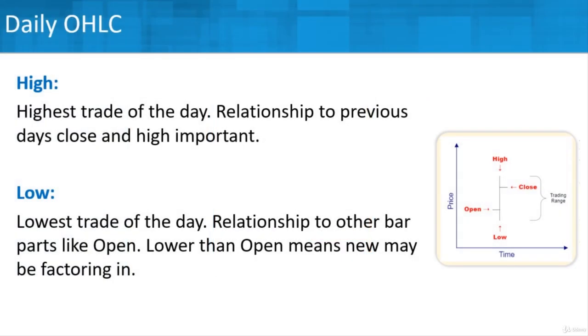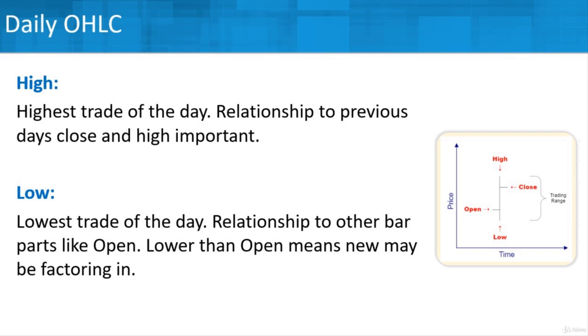Now, with the daily open, high, low, close, you also want to consider the high and the low. What was the highest trade of the day? What was the highest price of that trade, in effect? And the relationship to the previous day's close and high is important as well when you're looking at a series of prices over a chart. Same thing, the low is the lowest trade of the day, and you're looking at that relationship to other bar parts like the opening in particular, or a lower open may mean that they may be factoring in new information, or trending lower. So you're looking at that range of price bars.